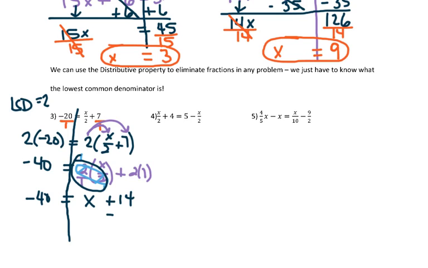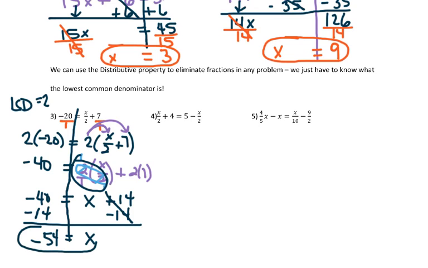I am going to subtract 14 now from both sides. And negative 40 minus 14 is negative 54. The 14 minus 14 is 0, so I'm just left with x there. So my answer is x equals negative 54.